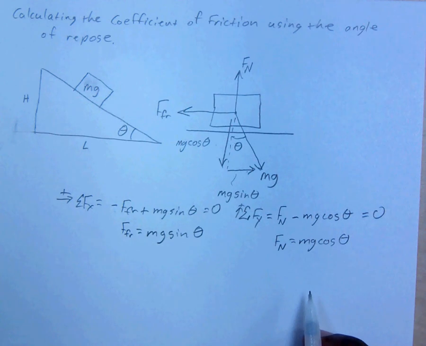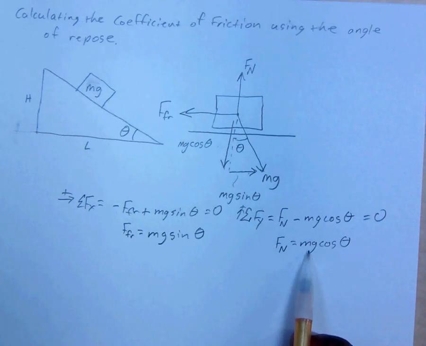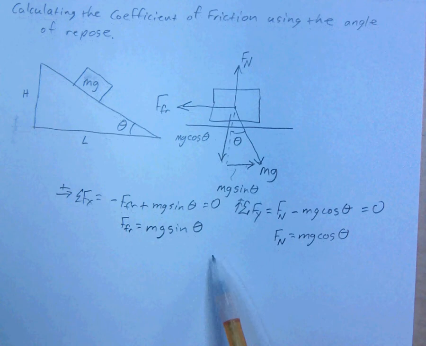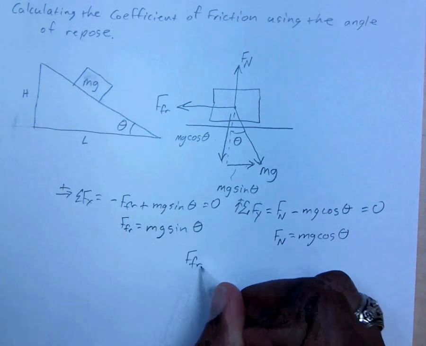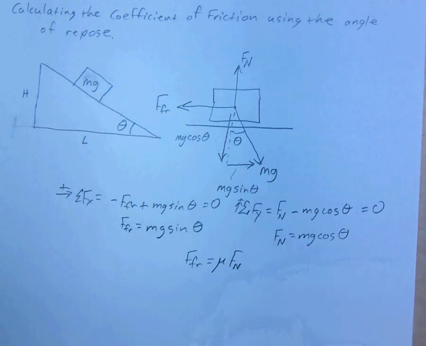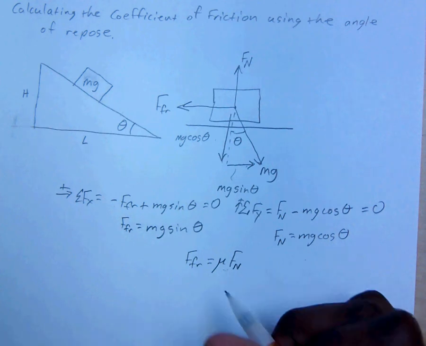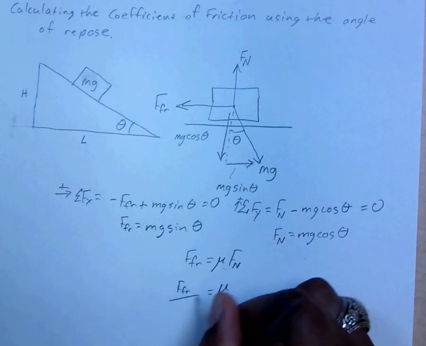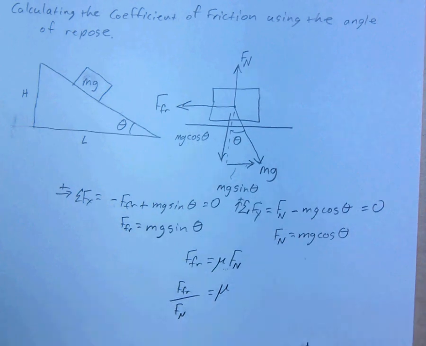Now, look at these two equations. We can use one more equation to find out what our angle of repose is, and that is the equation where knowing the definition of the friction force, which is the friction force equals mu times the normal force. And so if you don't know the coefficient of friction, which is what we're doing, then all you have to do is divide, and you'll say, hey, mu, my coefficient of friction, equals my friction force divided by my normal force, right?